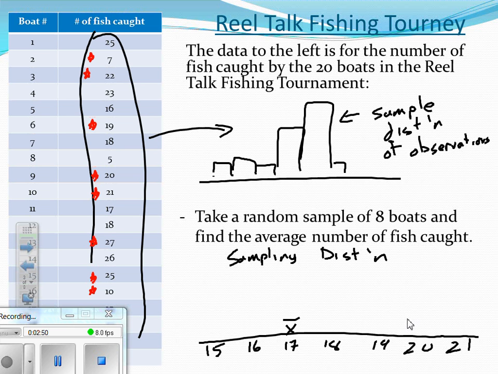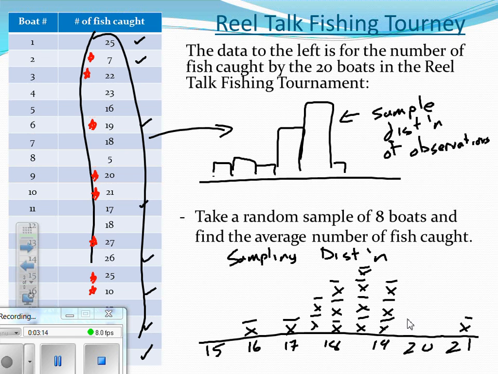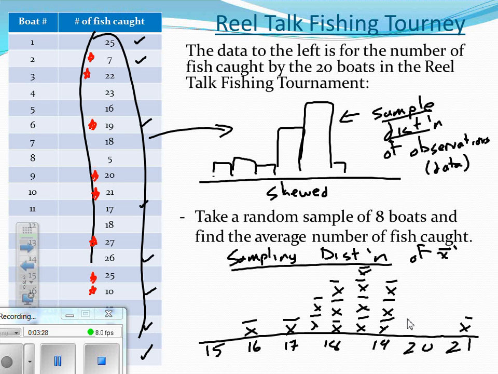And then somebody else came along and did another one, and they got this one, this one, this one, 4, 5, 6, 7, 8. They did their X bar, boom, they're up here at 19. And if we did X bar after X bar after X bar, maybe somebody got way down here, somebody got way up here. All right. What we should start to notice, though, and this is what we saw in class, is these X bars of the sampling distribution, even though the distribution of the data is skewed, the sampling distribution of X bars should still take on that normal distribution.